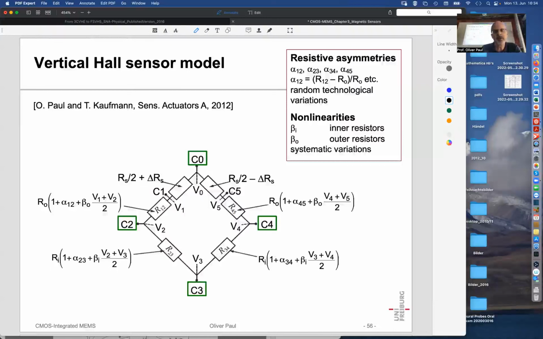And then between contact 4 and 5, we have R outer times 1. And between 2 and 1, we have also R outer. And then we have RS half on both sides of contact C0 connecting to C1 and C5 respectively. So this is equivalent to this arrangement.